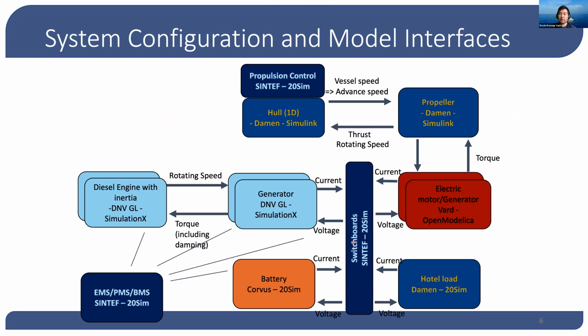FMU models were developed by 5 participants and delivered to me so that the system could be configured. As we needed to run a large number of simulations, we mostly used quasi-steady state models while maintaining crucial dynamic properties, such as vessel motion, propulsion load changes, and power balancing of the power system.